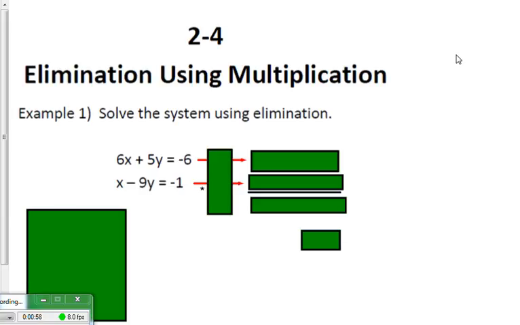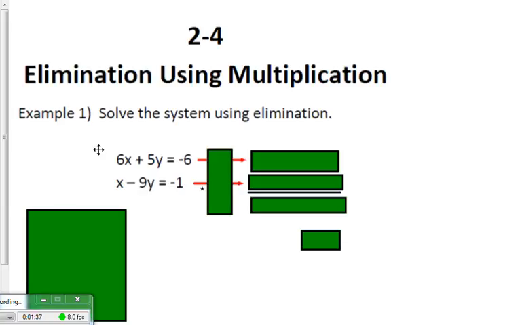So looking at our first example, we have to solve the system using elimination. Our two equations: our first one is 6x plus 5y equals negative 6. Our second one here is x minus 9y equals negative 1. And remember, you can think of that second one as saying x plus negative 9y equals negative 1, if it helps you to think of adding a negative version, so negative 9 is being multiplied by y, and not just 9 there.